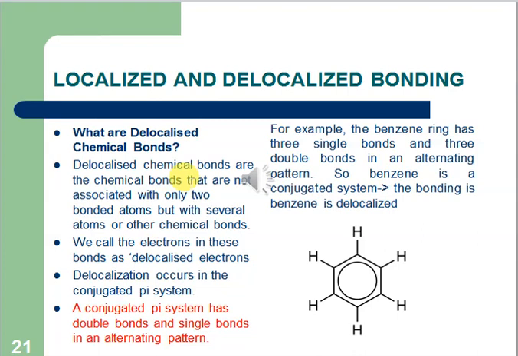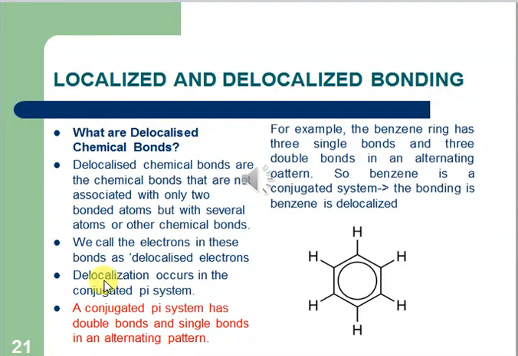Just see how we define that. Delocalized chemical bonds are the chemical bonds that are not associated with only two bonded atoms, but are associated with several bonds and other chemical bonds as well. We call the electrons in these bonds delocalized electrons, and the bonding is known as delocalized bonding. So let's see which type of system will show delocalized bonding.